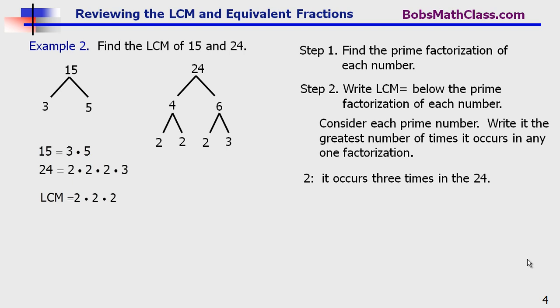Write it down the greatest number of times that it occurs in any one factorization, in any one row. How many times does the 3 occur in the 15? Just once. How many times does it occur in the 24? Just once. So what was the greatest number of times that it occurred in either row? Just once. You're not adding both of them. You're just saying what's the most number of times that it occurs in one row. So the 3, it occurs once. So we'll multiply another 3 to the LCM.